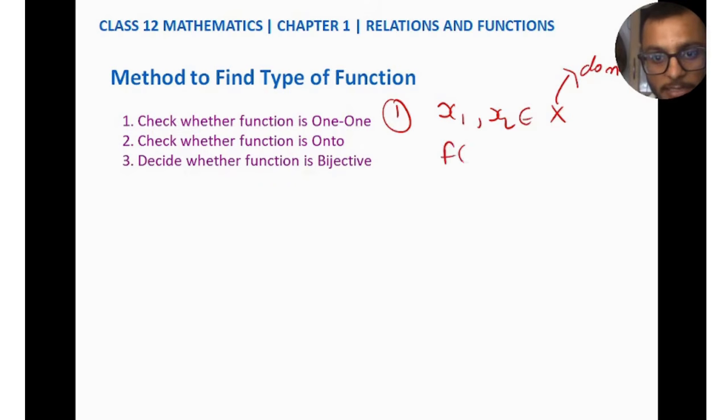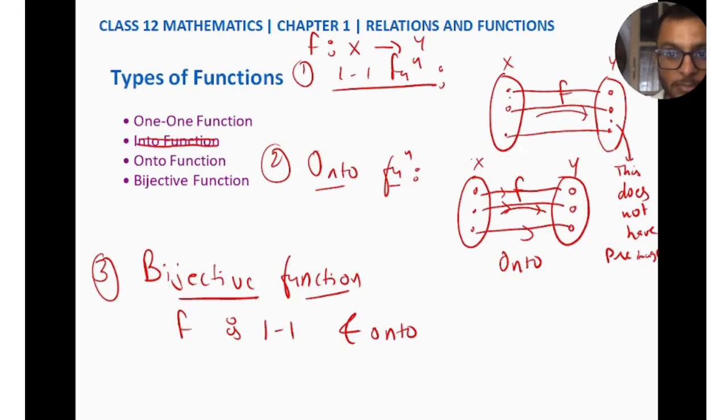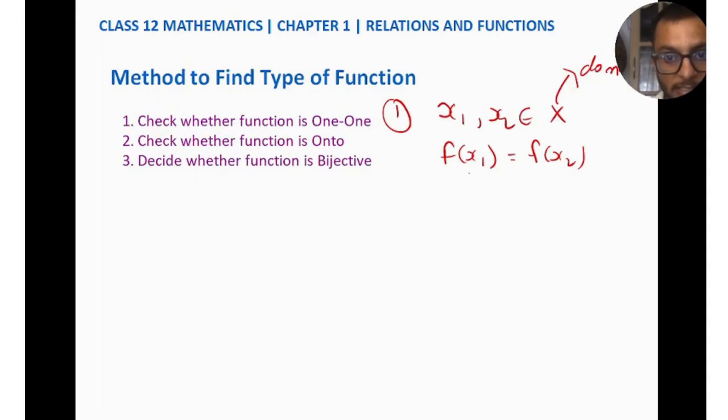And suppose f of x1 is equal to f of x2. What does this mean? That x1 and x2 are such that their image is the same. That is, that image in y, f of x1 equals f of x2, equals say y, which belongs to capital Y. So there is only one element y belonging to Y. Now for the function to be one-one, what should we have? That this x1 should be equal to x2.